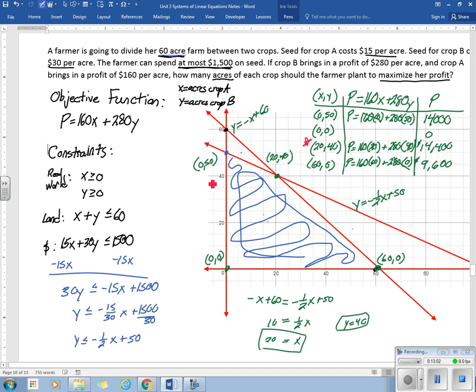This is our optimal solution then. So the final solution to our problem here would be to plant 20 acres of crop A, and 40 acres of crop B. Okay, but there it is. There's the best solution available to this particular farmer.